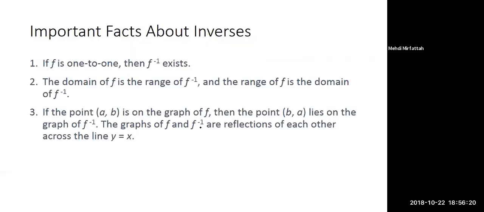If f is a one-to-one function, then its inverse exists. That's something we covered. The domain of f is the range of its inverse, and the range of f is the domain of its inverse. That's another fact we looked at. If the point (a, b) is on the graph of f, then the point (b, a) lies on the graph of its inverse function. So then the graph of f and the graph of its inverse function are reflections of each other across the line y is equal to x. So these are the three facts that you want to remember.